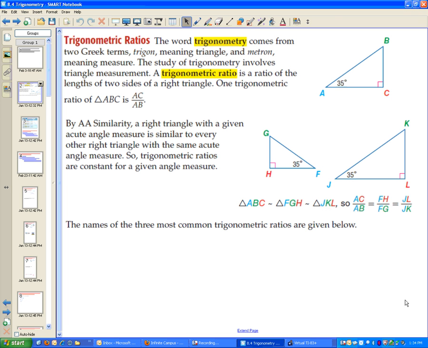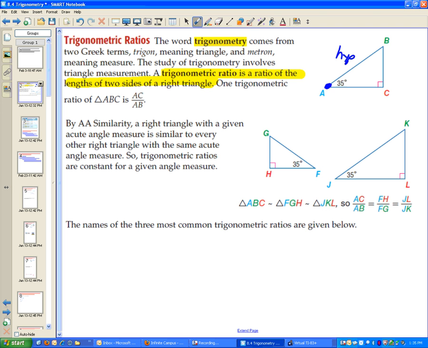Now, a trigonometric ratio is a ratio of the lengths of two sides of a right triangle. Well, look, every triangle has three sides, so making a ratio out of two of those sides isn't all that bad, is it? So look, if angle A is our focus, so the vertex of angle A is point A, let's think about point A. We've got two legs, and we've got a hypotenuse. Well, I know which one's the hypotenuse. It's that one.